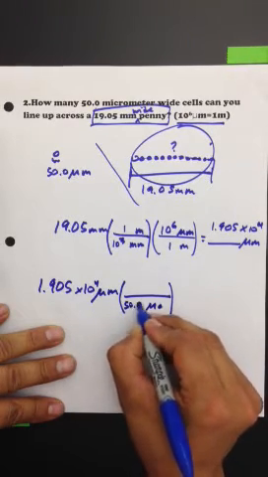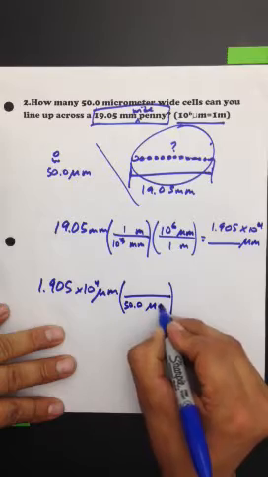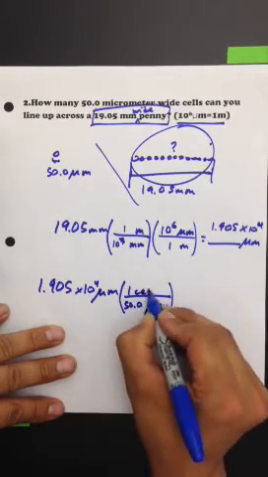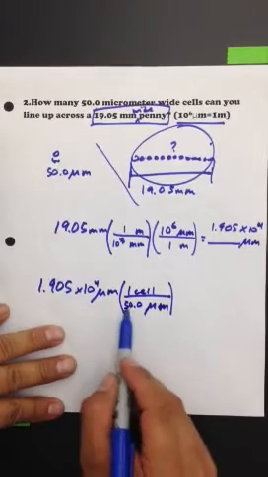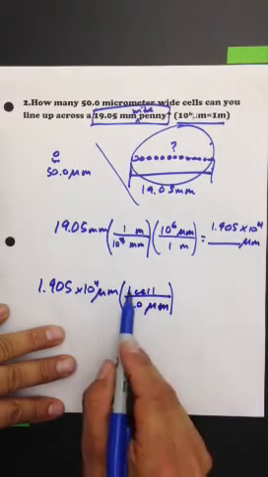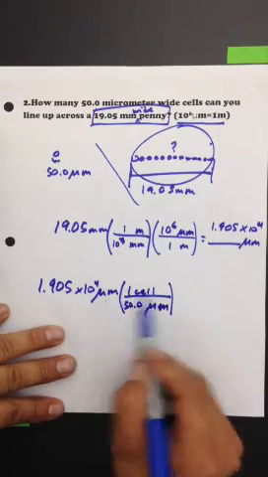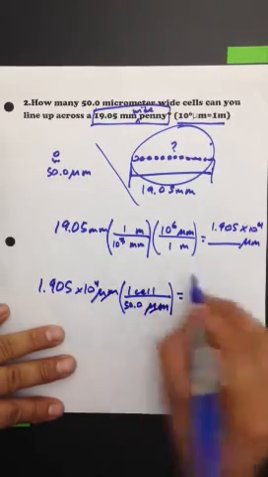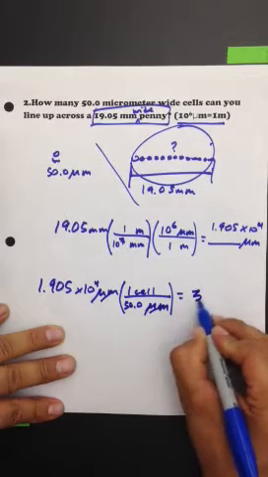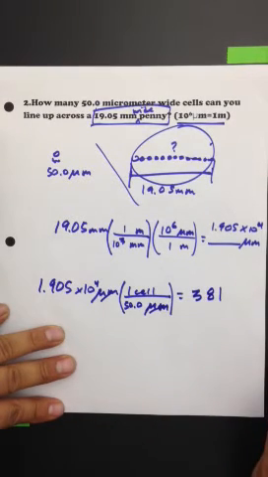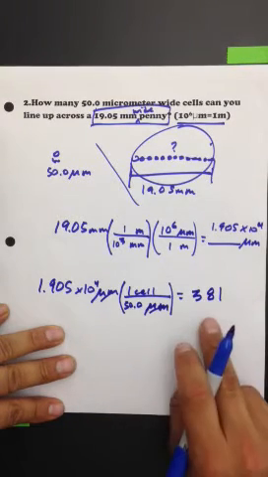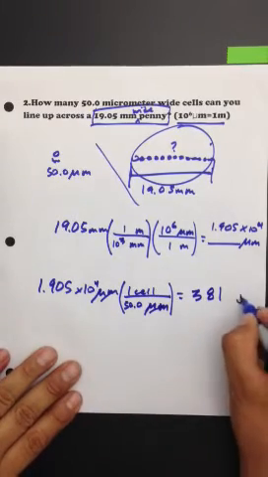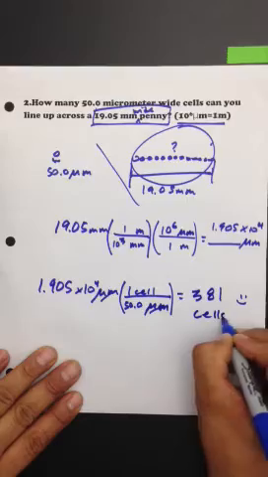So 50.0 micrometers is basically one cell. So the number of these that are divided into here is going to give me the number of cells. I'm just turning this into a conversion factor. This times 1 divided by 50 is equal to roughly 381. Okay? So do the math and you'll find the same answer. Okay, great. Oh, the answer is cells. Great.